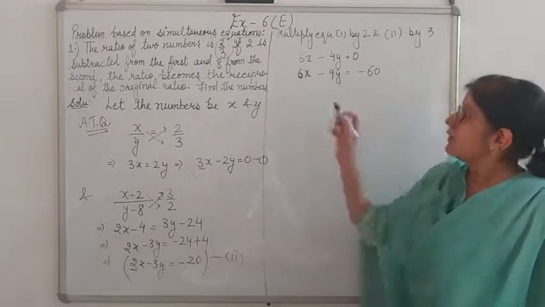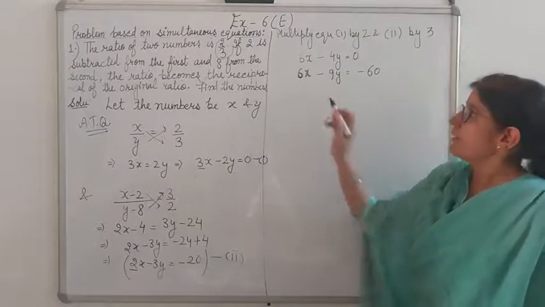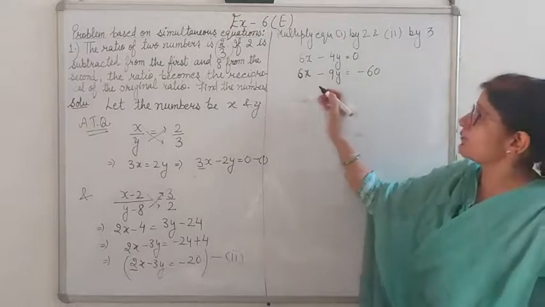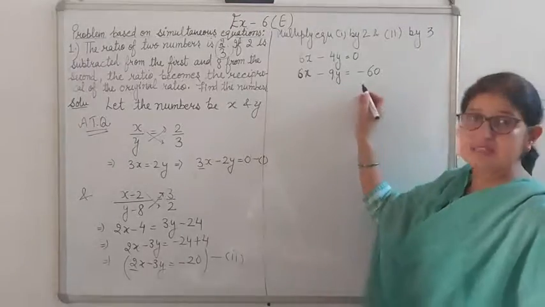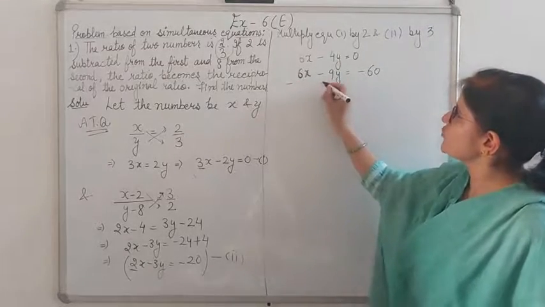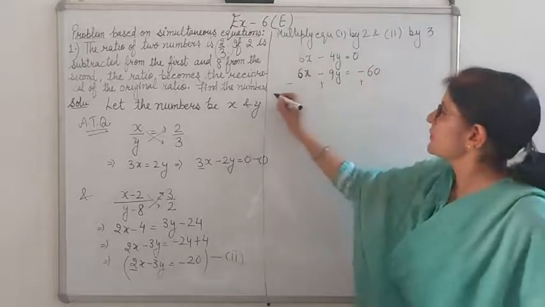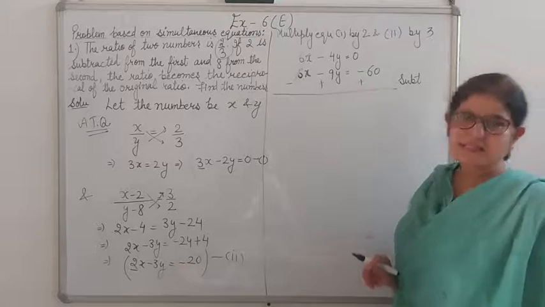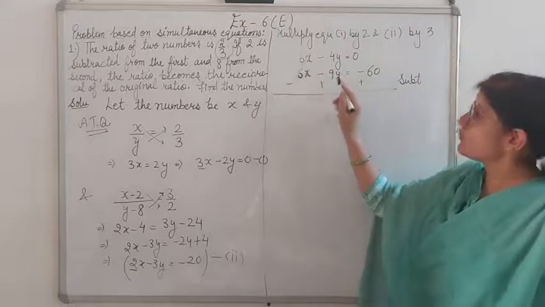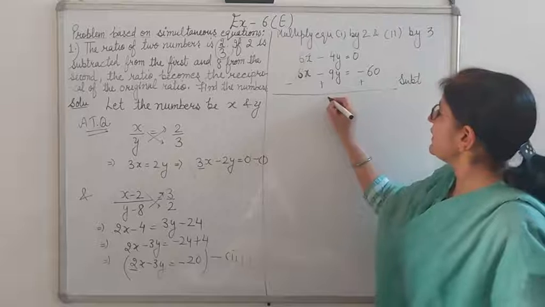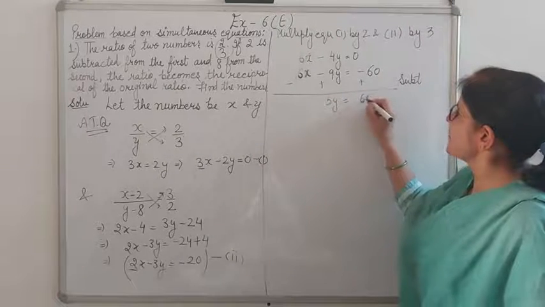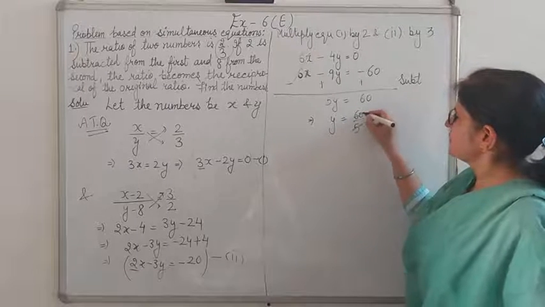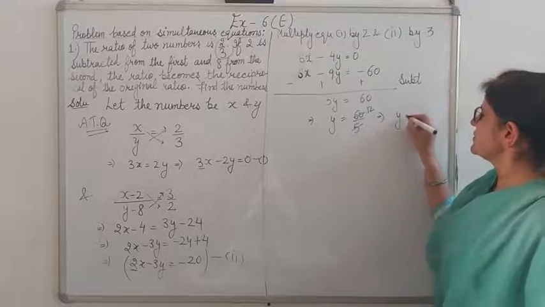Now what will we do? Both coefficients are the same. Both are positive. Means they have the same sign. What will we do? We have to subtract. Whenever you are subtracting, you have to change the sign. So minus, here minus changes into plus, here also plus, and you have to write here we are subtracting. So 6x minus 6x cancelled, minus 4y plus 9y, 5y is equal to 60. So what is y? 60 over 5, 12. So y is 12.